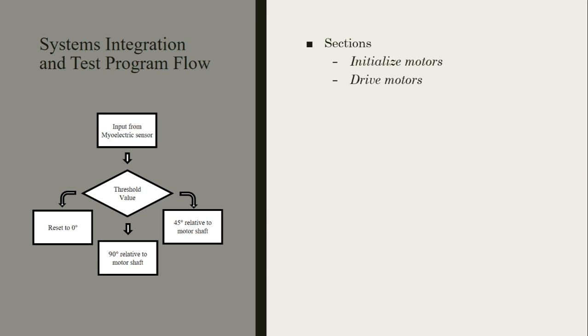And then we drive the motors based on the program flow you see on the left. The input from the myoelectric sensor is then accepted, and based on the threshold value, we calibrate the motor to 0, 45, or 90 degrees in relation to the shaft. And we will have 6 functions, one per finger.